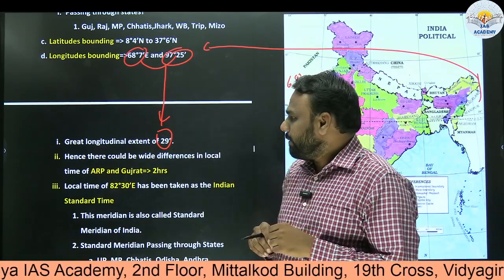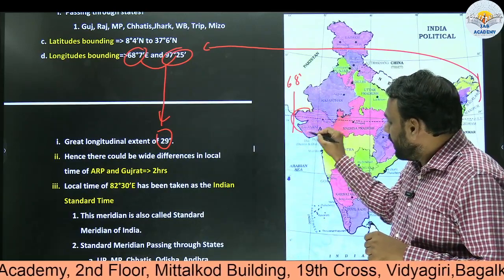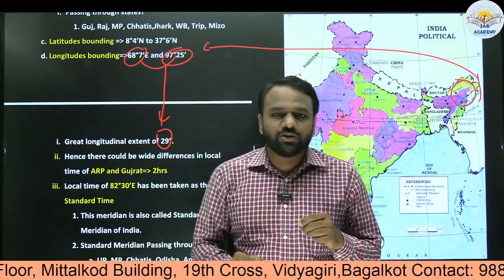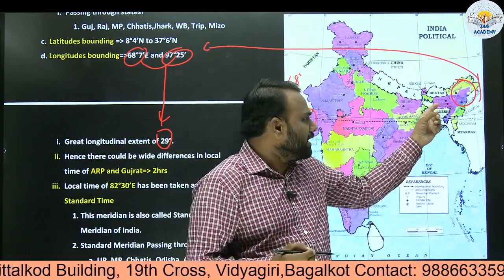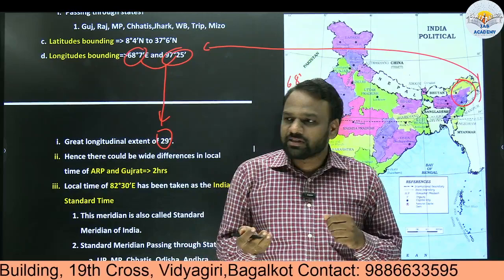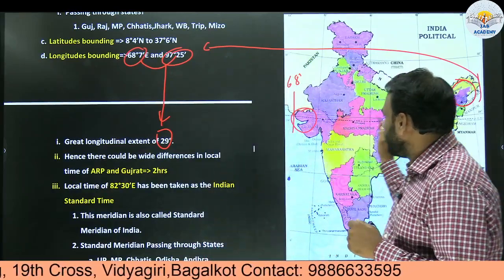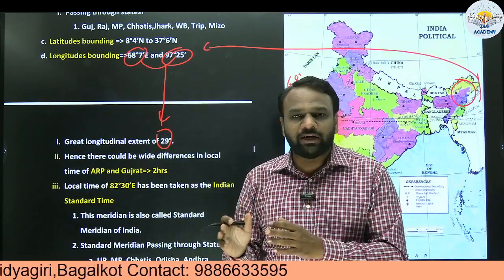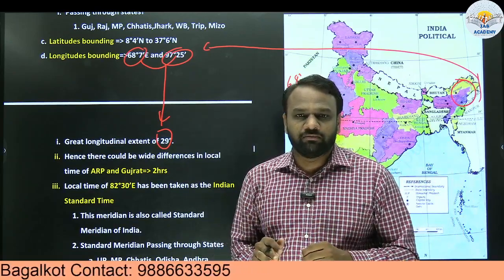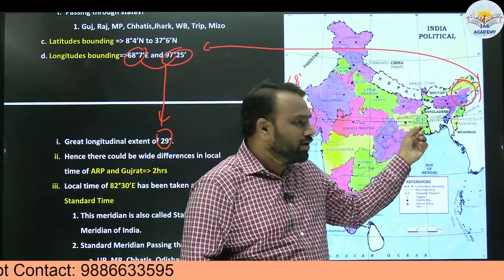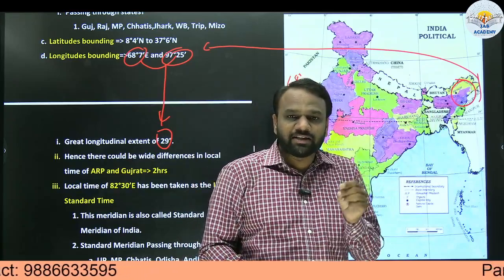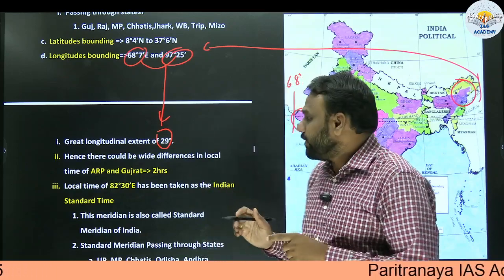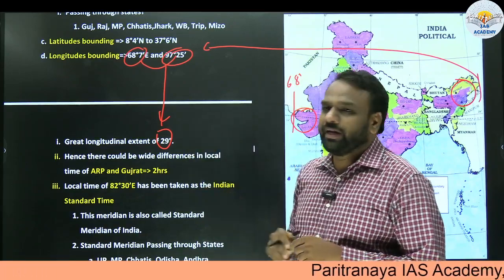Why is it important? Because if you look at Gujarat and Arunachal Pradesh, which one will see sunrise first? Sunrise will be first witnessed by Arunachal Pradesh. Later on, sunrise will be witnessed by Gujarat. That is why the local time of Arunachal Pradesh and the local time of Gujarat will be different. If the sun rises at 6 o'clock in Arunachal Pradesh, then the sun rises at 8 o'clock in Gujarat. Why? Because of the longitudinal difference of 29 degree.